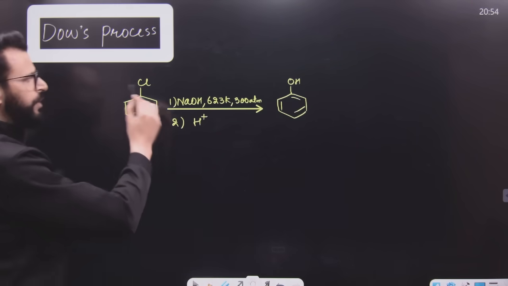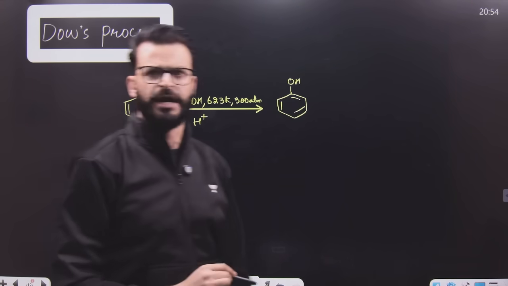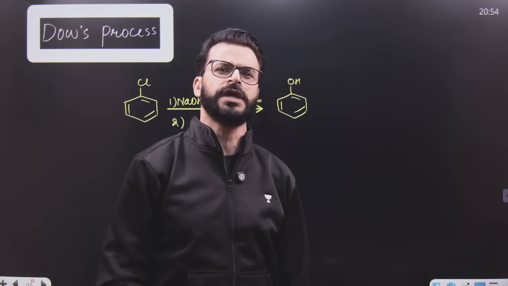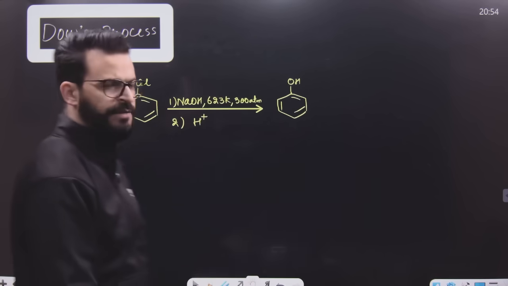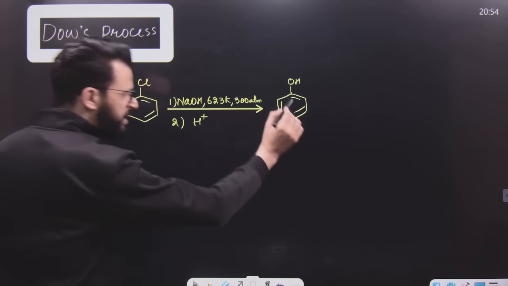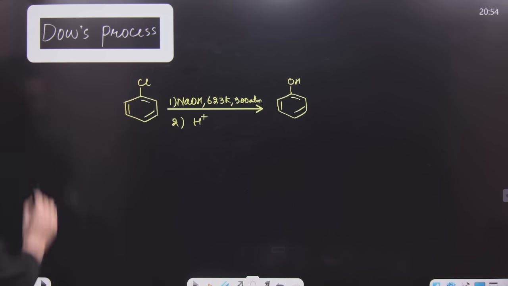And whenever you are having chlorobenzene, when it is treated with sodium hydroxide at a temperature of 623 Kelvin and at a pressure of 300 atmospheric pressure, followed by acidification, results in the formation of phenol. Reaction is known as Dow's process.